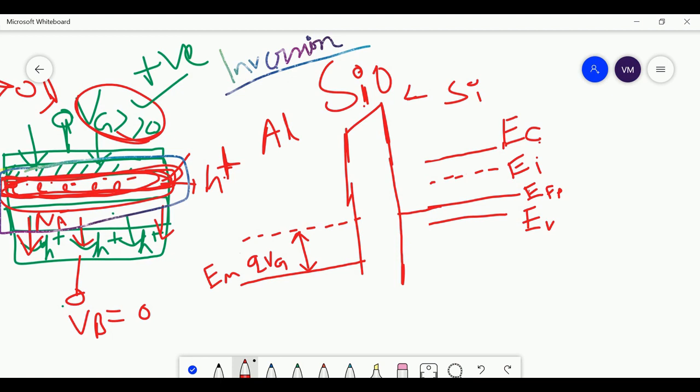Fine. Now what would happen? The Fermi level is already aligned with the Fermi level of the metal gate, so I'm not bending it, but the bending will happen in the conduction band, intrinsic band and the valence band. Why? Let me tell you.